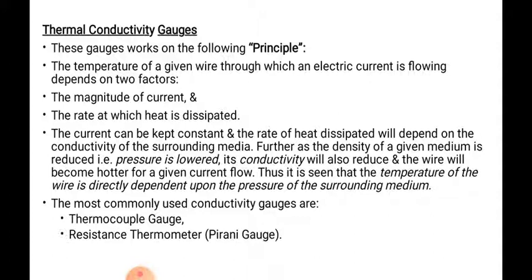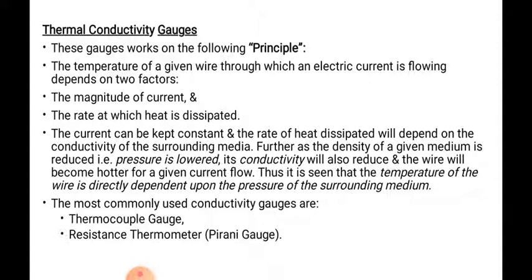Okay, out of that one parameter we have kept constant. Which one? That current, means the same current we are interested to flow through the wire, and the second parameter will be varying because it is not in our control. So the current can be kept constant, and the rate at which the heat is dissipated depends upon the conductivity of the surrounding medium as well as the conductivity of the wire.